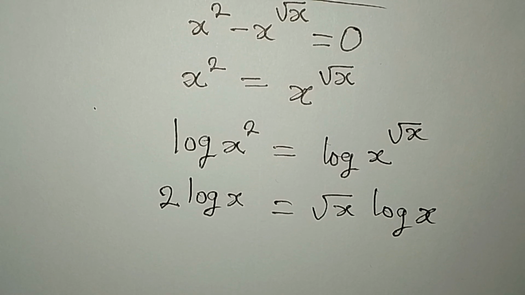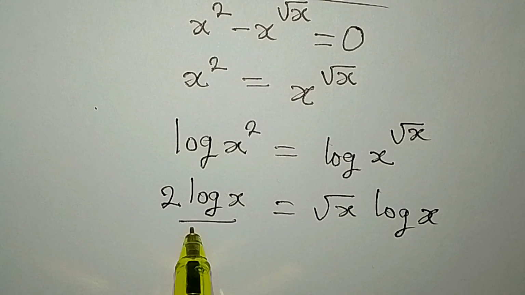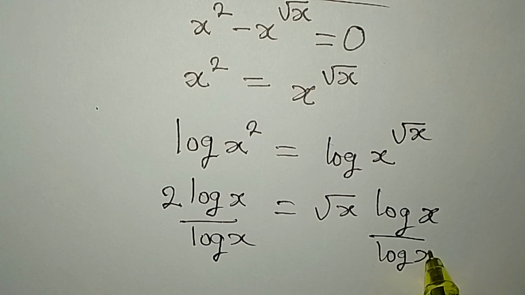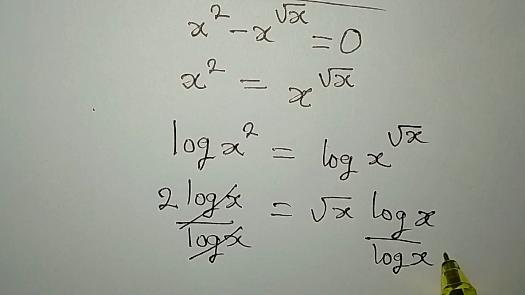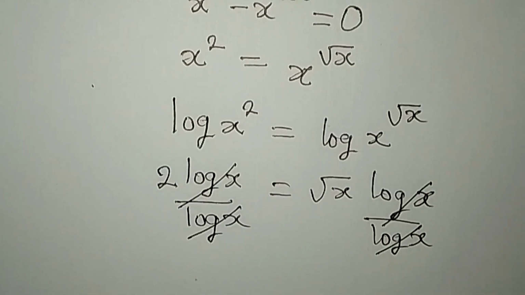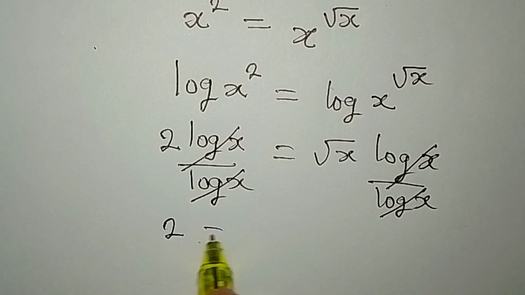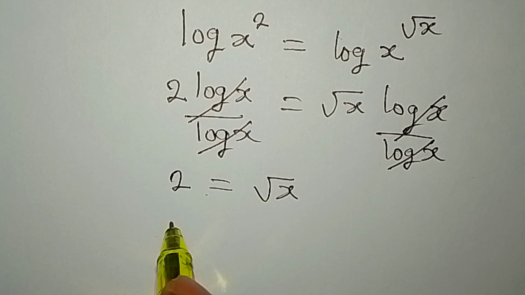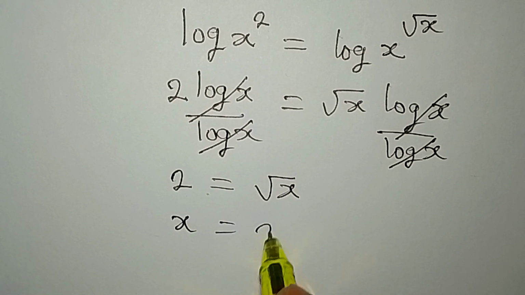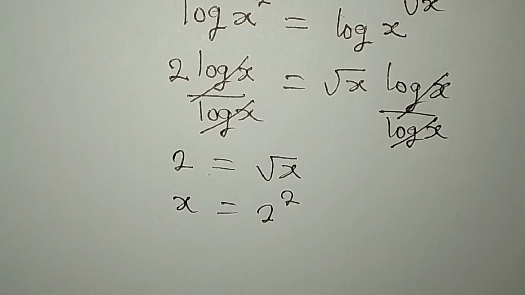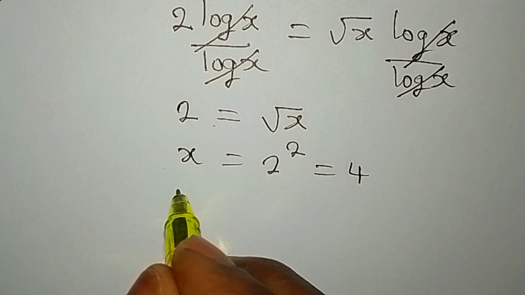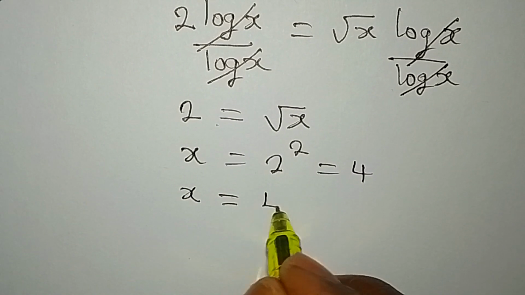And then I was thinking, what if I divide both sides by log x? This will go with this. This will go with this. Okay, but then 2 will be equal to root x. And this means that x is equal to 2 to the power of 2. And this will be equal to 4. So this means that x is equal to 4.